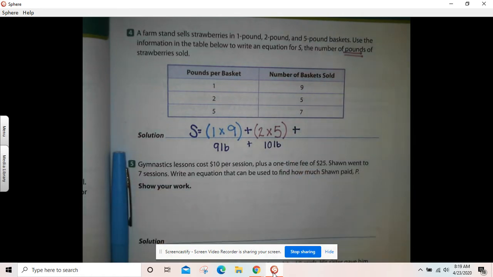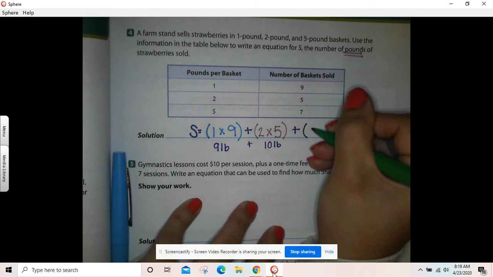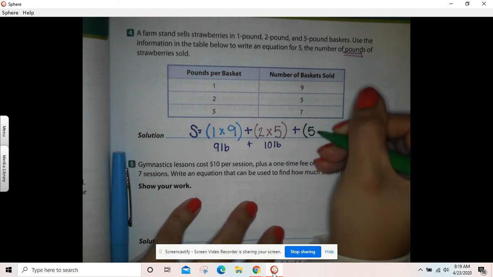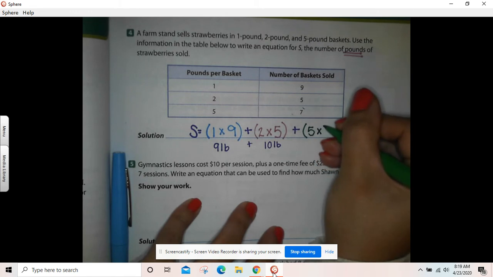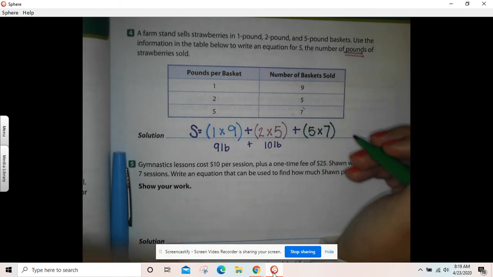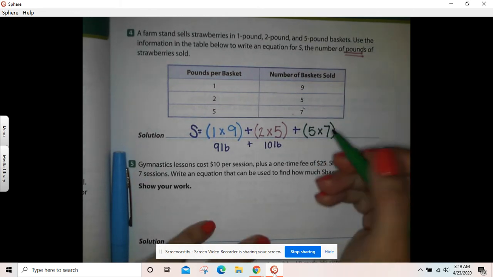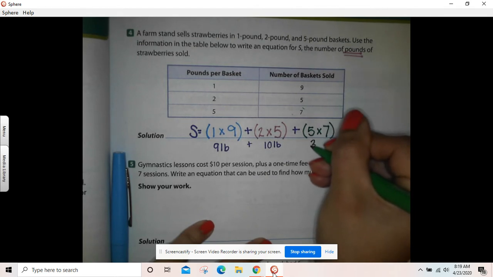But they also had a basket that weighed 5 pounds. My goodness, that is a ton of strawberries. 5-pound baskets. You know what? They sold 7 of those. So 5 times 7. Whew. 5 times 7 is 35 pounds.